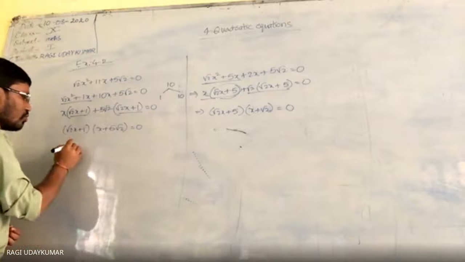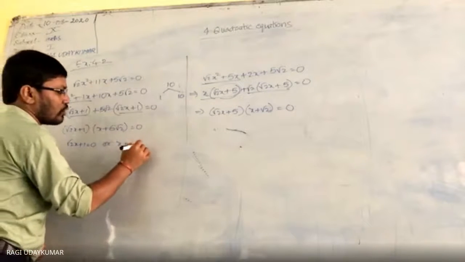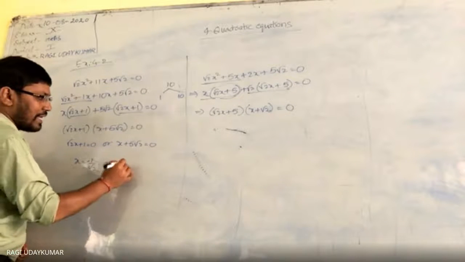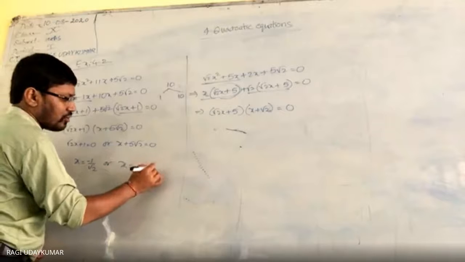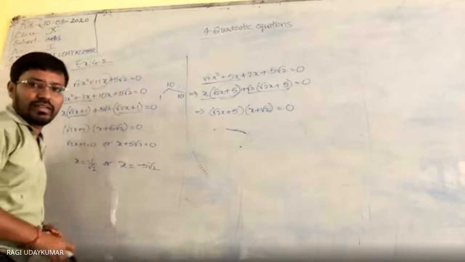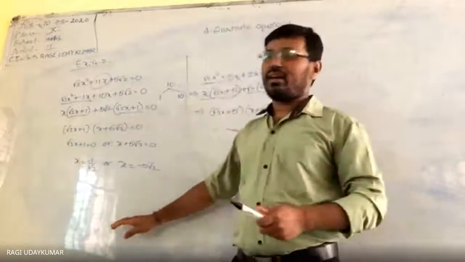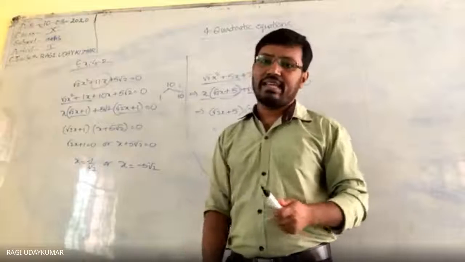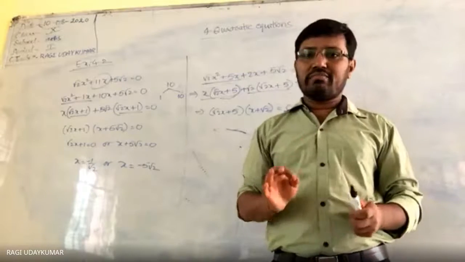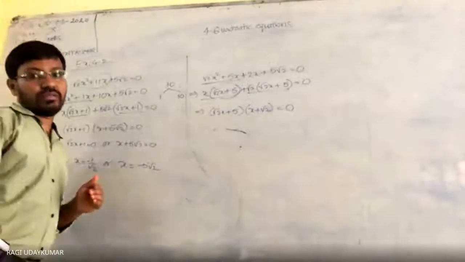So now you will get root 2x plus 1 is equal to 0 or x plus 5 root 2 is equal to 0. From this x is equal to minus 1 by root 2 or x is equal to minus 5 root 2. Sir, the answer came different, you changed the whole question. Most of the students will think that sir, the answer is different, but the question was changed. I took 11x. You can have any number there, not any number.